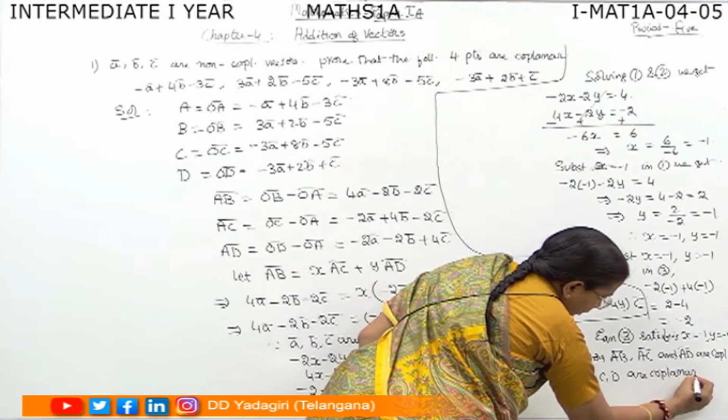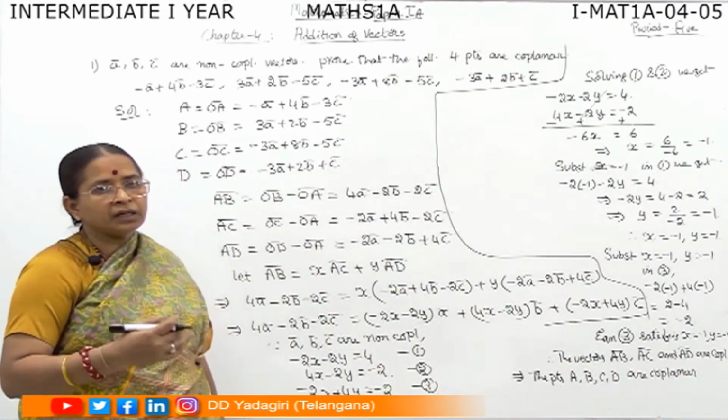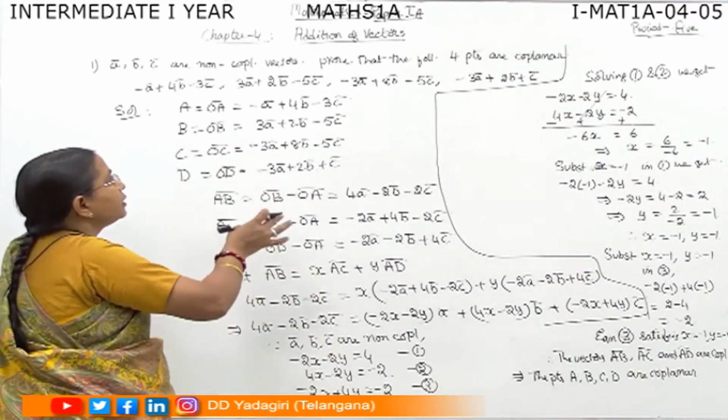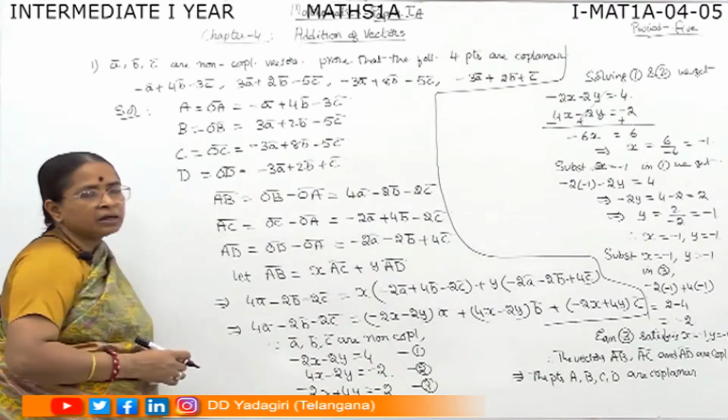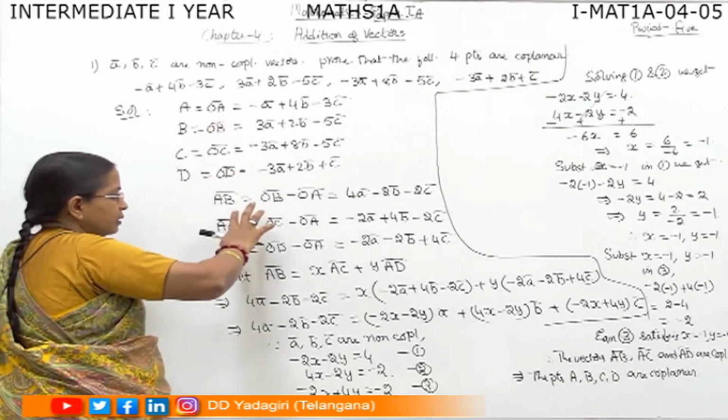So like this we do the problem. So this type of problems are very important, and in the next chapter, product of vectors, you learn another method to show that the points are coplanar. So this is one method. So we'll use the basic principle.